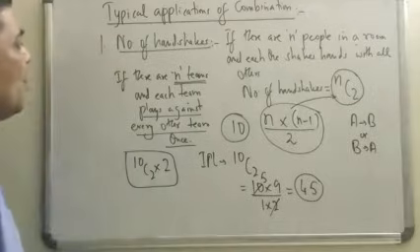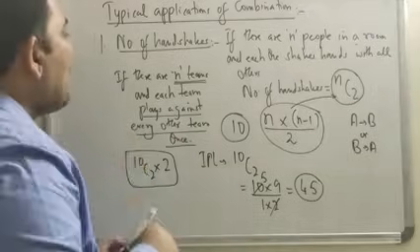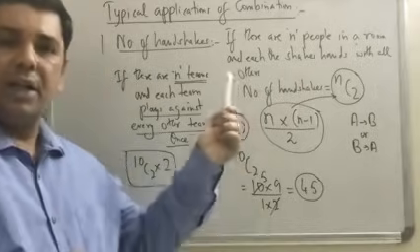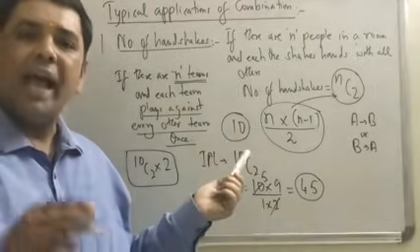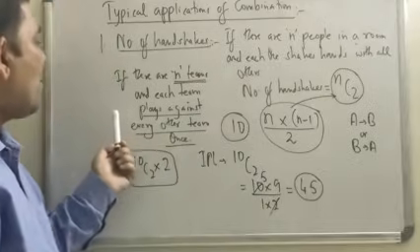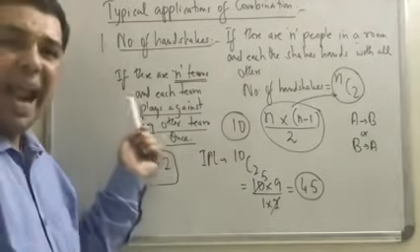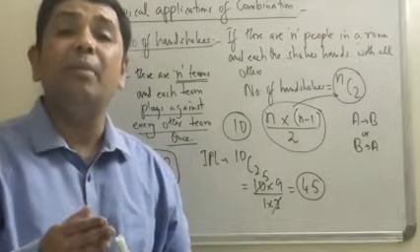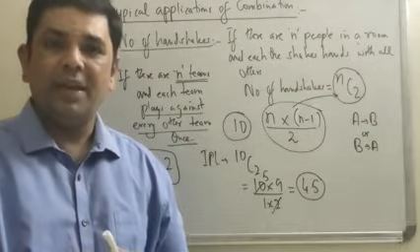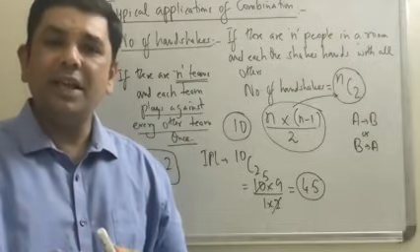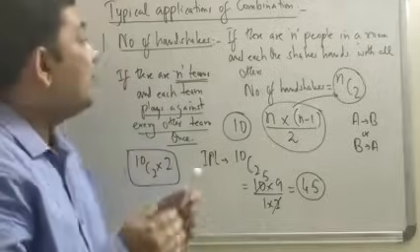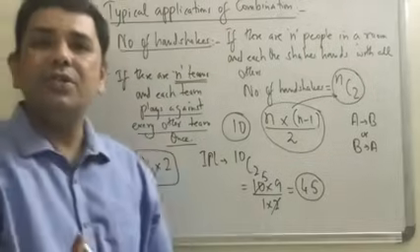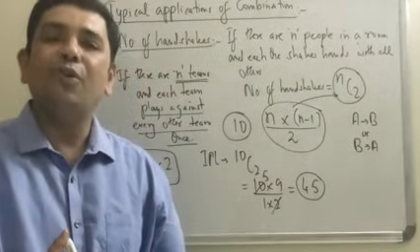Okay, so the first typical application is the number of handshakes, and the same will be true when we talk about there being n teams in a tournament and each team playing against every other team once. In the subsequent lesson, we will look at the further typical applications of the concept of combination.